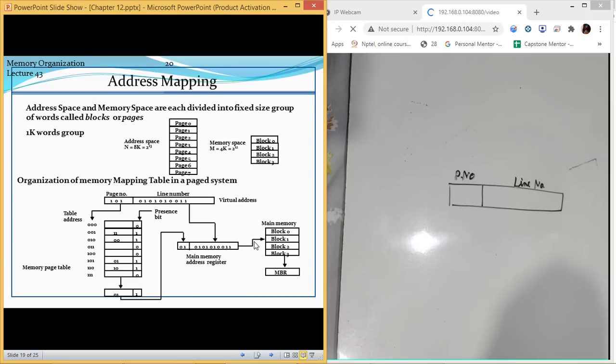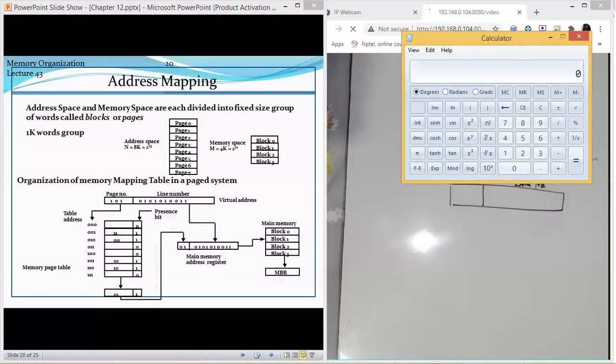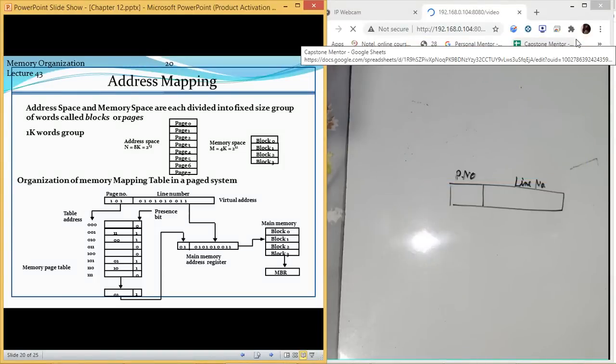So how many bits are required to refer all those 1024 words? If you want to calculate that, simply do it like 2 raised to the power 10. It is 1024. To refer all those 1024 words, you will need 10 bits.